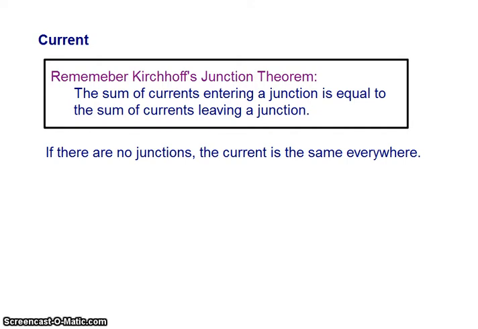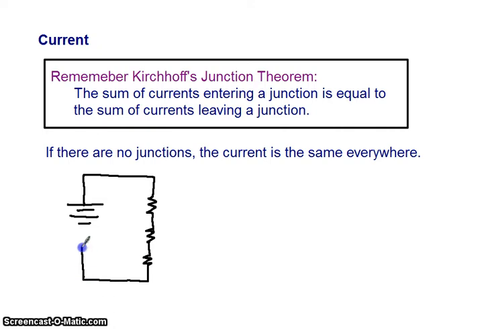Now remember, in a series circuit, or with resistors that are in series, there may not be any junctions. So if it's a simple circuit and we have just multiple resistors or bulbs in a series, there is only one loop, so there's no junction. And what a junction means is a place where there is a split in the path. So we have no splits in the path. There's only one path in this case.